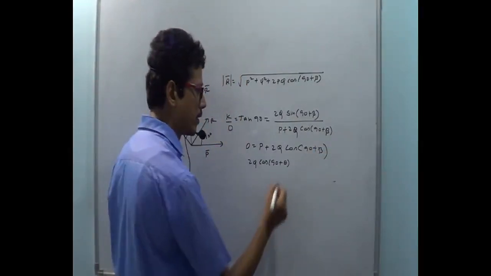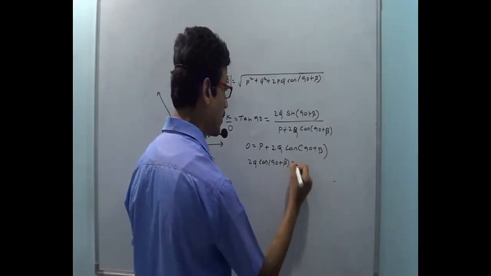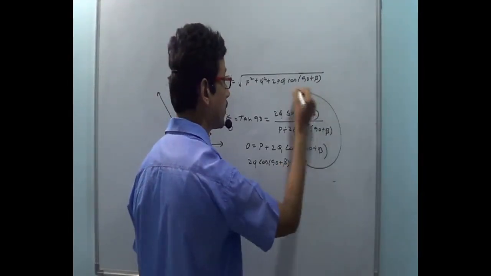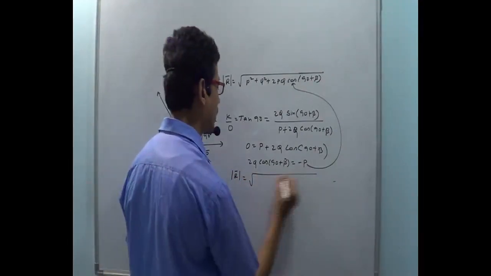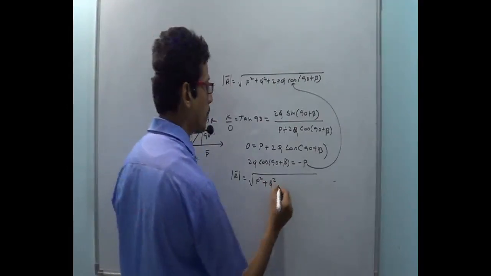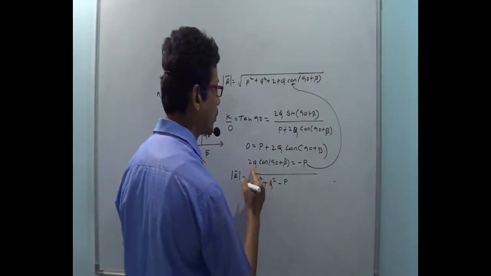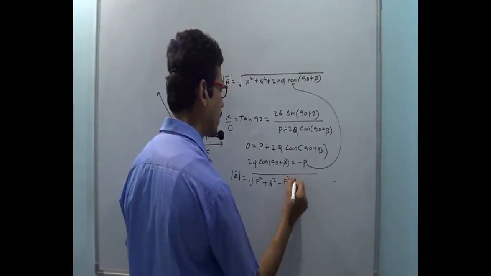I can write 2q cos(90 + beta), or I can write minus p. This I will substitute here, and that is modulus of r bar is root of p square plus q square minus p into, instead of 2q cos, I will write minus p.